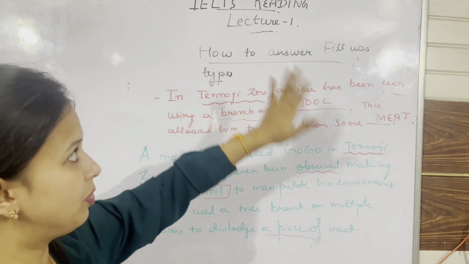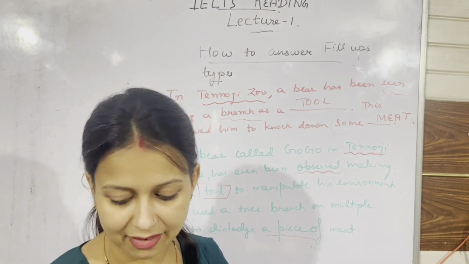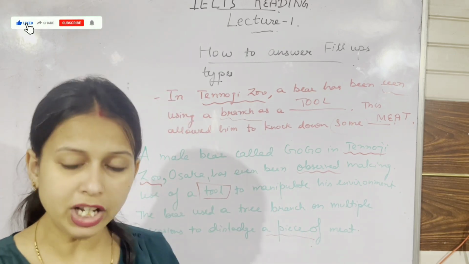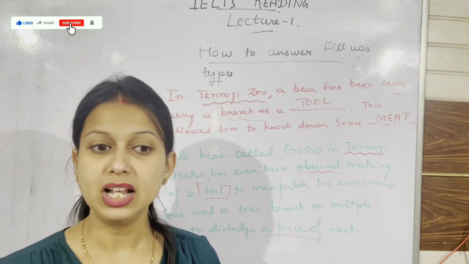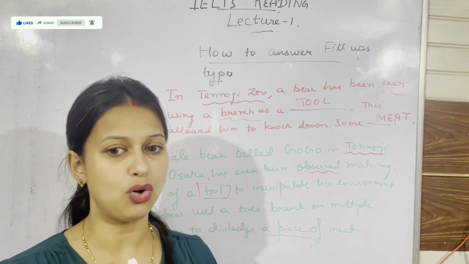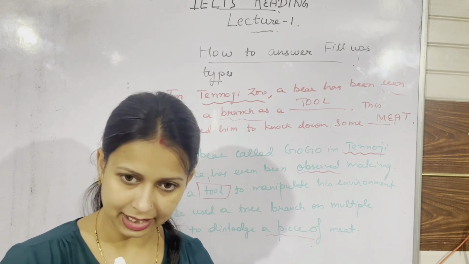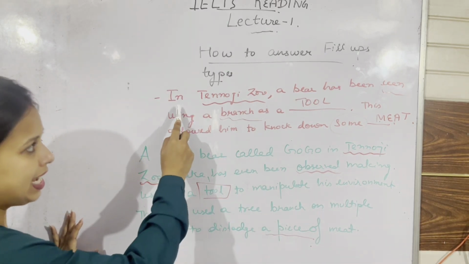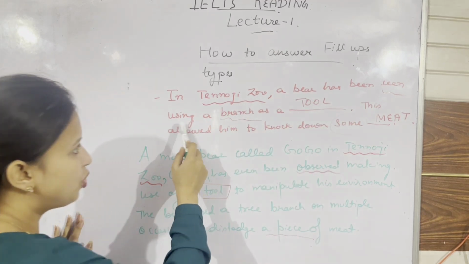IELTS Reading Lecture 1. The very simplest type of question that we have is the fill-ups type of question. Very simple. What you need to track in a fill-ups type of question? Always nouns. Nouns are mostly the answer. Nouns come before and after a, the, and of. Is that clear?